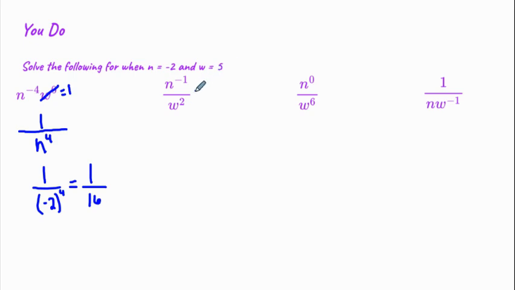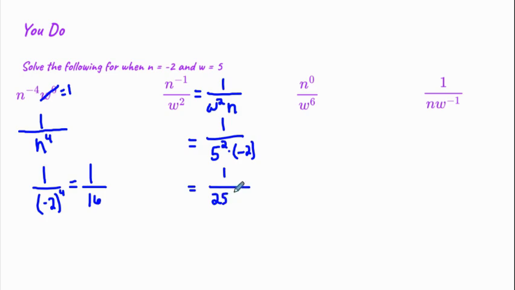All right, so let's talk about the second one. In our fraction, w to the second will remain in the denominator because that exponent is positive. We have n to the negative 1. That just becomes n to the first. I won't write the exponent, and then I'll put my 1 here. So 1 over 5 squared times n, which is negative 2. And again, order of operations, we do the 5 squared first. 25 times negative 2. And we get negative 1 over 50 as our final answer.